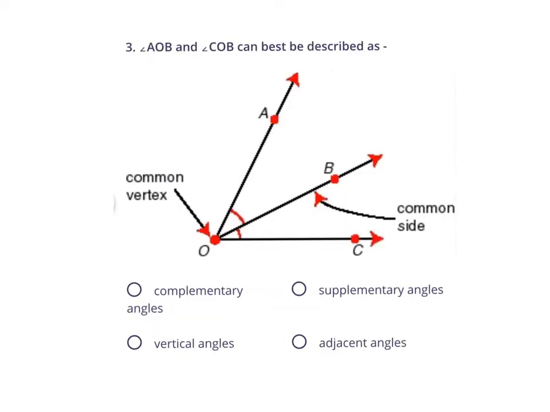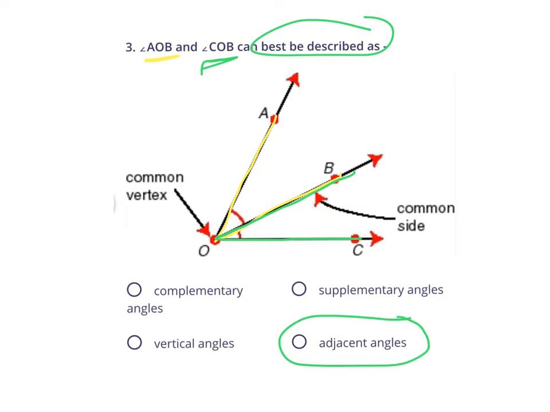I saw this question on there and it looked a little bit difficult, so I wanted to go over this one. AOB, A to O to B, and COB, C to O to B. How could we best describe them? Well, they're right next to each other, and angles that are right next to each other are called adjacent. So that's how you read it. You read letter to letter.